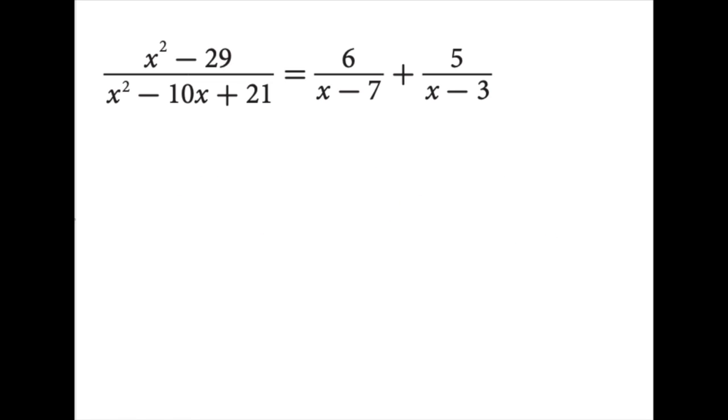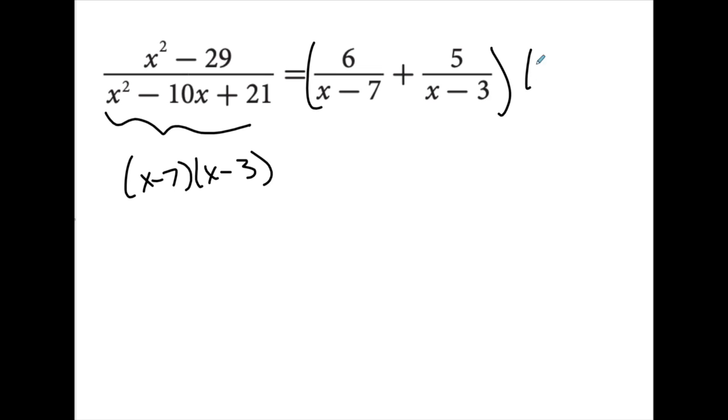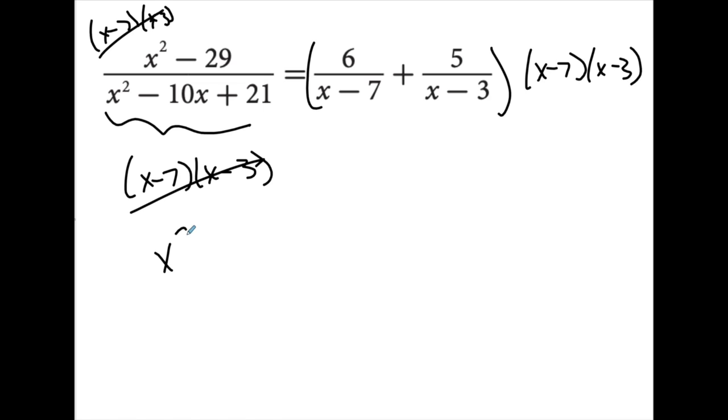Okay, so I think this is one where we probably want to be factoring first. So this one is equal to x minus 7 and x minus 3. All right. So as it turns out, what I'm going to multiply both sides by is x minus 7 and x minus 3. Okay, because I need to multiply the same thing on both sides. And when I do it on the left, the denominator goes away.